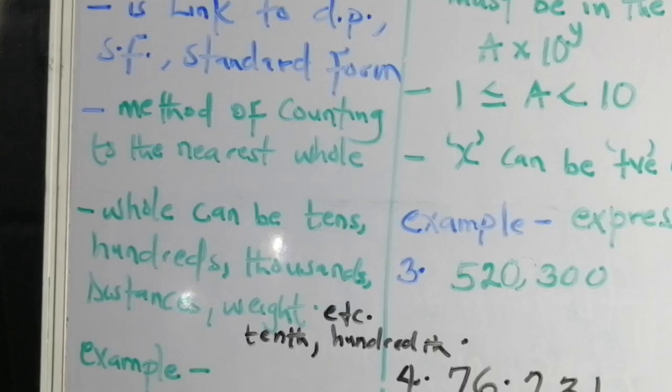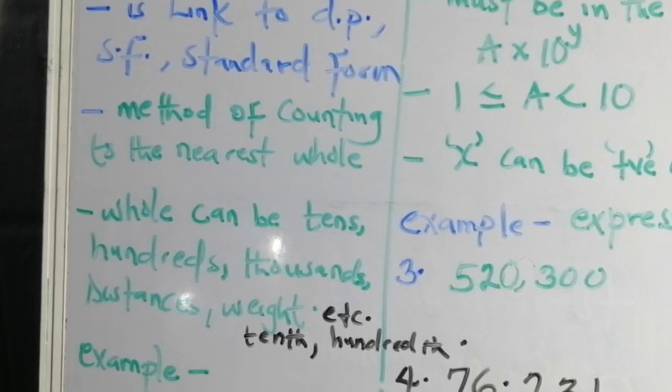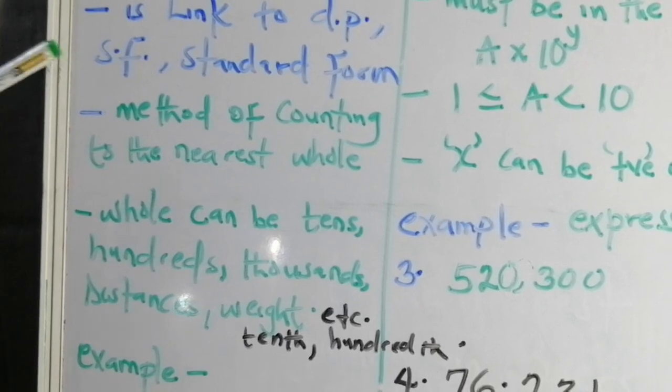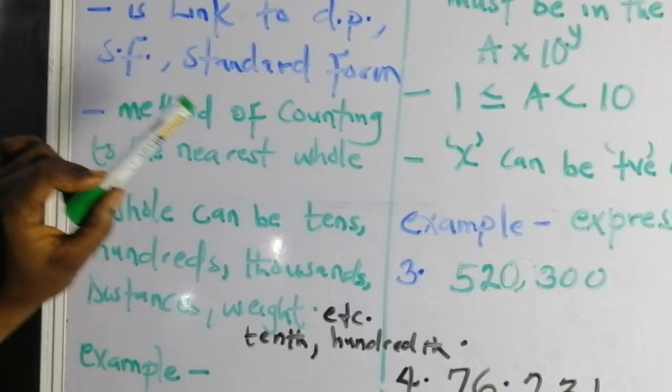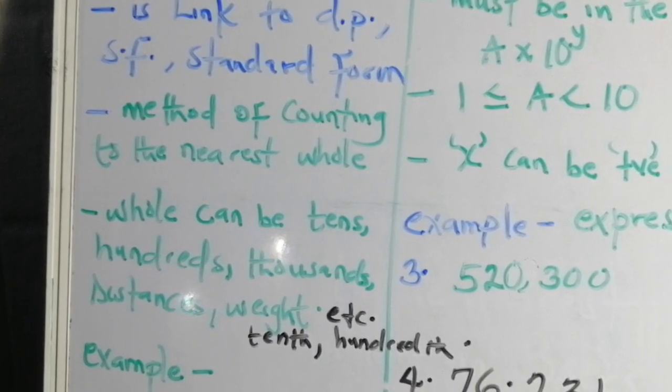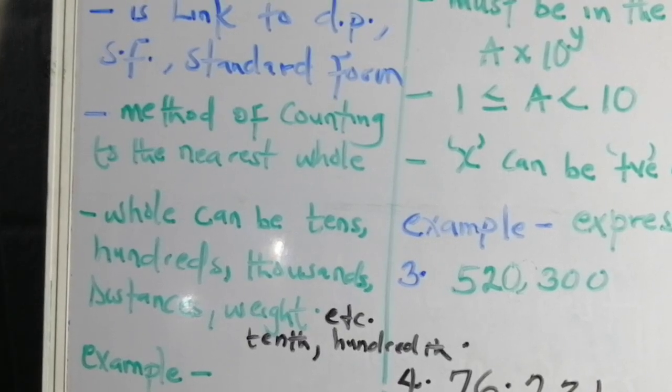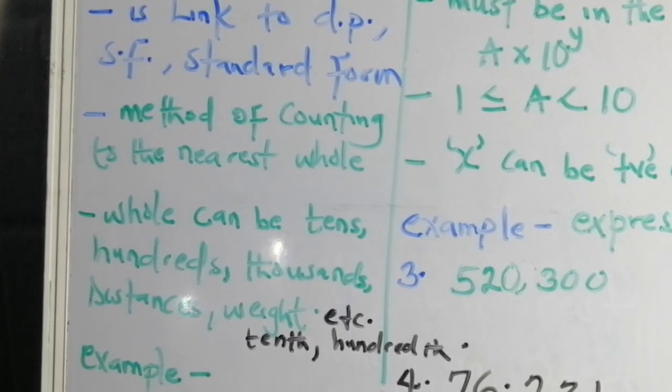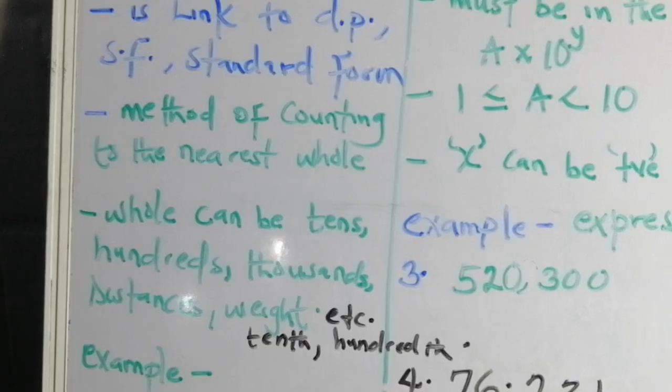To cut the story short, I itemized it into 3 points that you need to note. It's linked to decimal points, that is, they can tell you to round off a particular decimal point. They can tell you to round off a particular significant figure. They can tell you to round off a particular standard form.